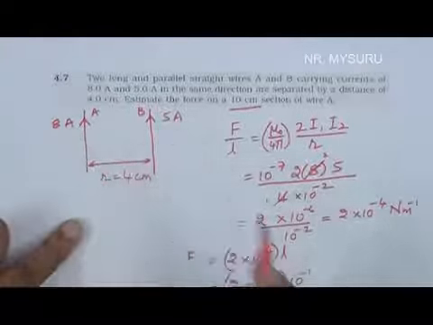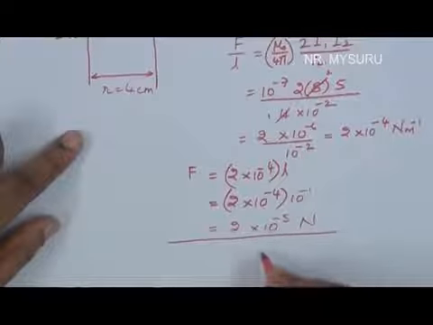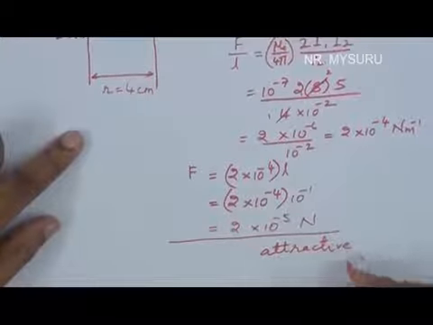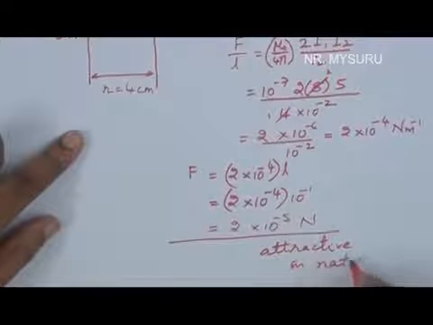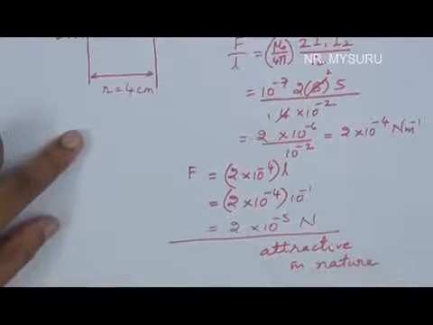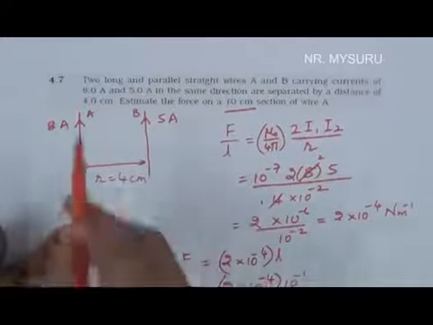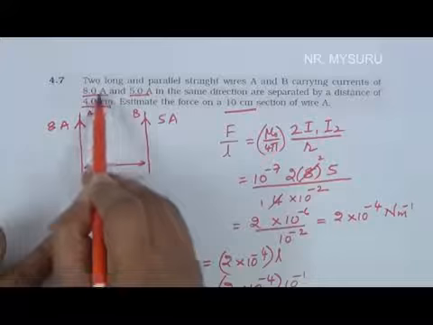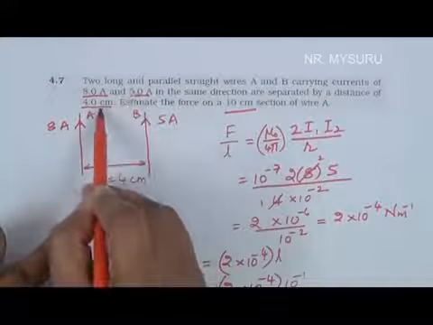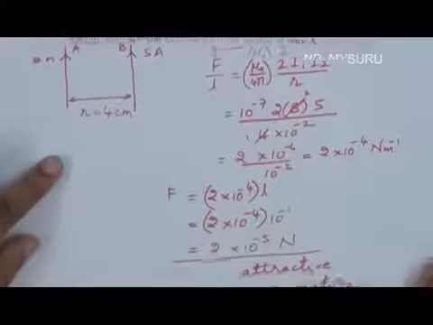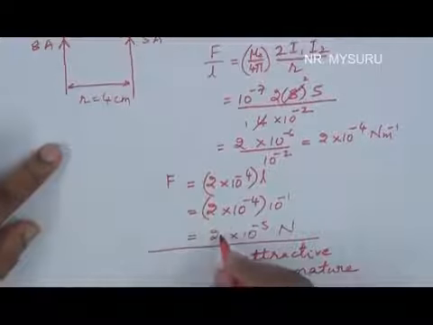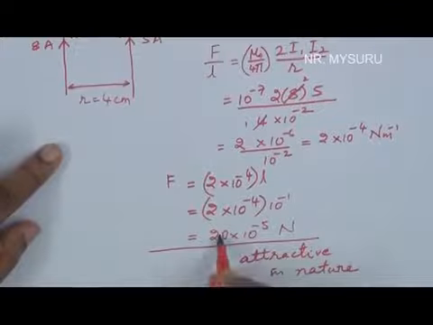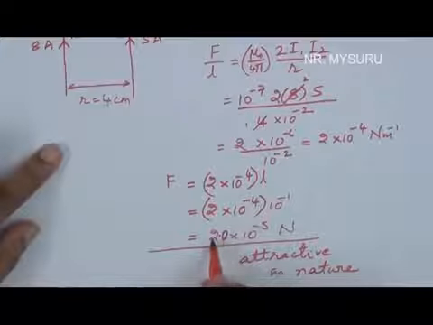Currents are in same direction. This force is attractive in nature. Then this 8 ampere, 5 ampere, 4 centimeter, they have maintained two significant figures. Therefore it is appropriate to write 2.0 10 power minus 5 Newton, because number of significant figures in this 2.0 is 2.